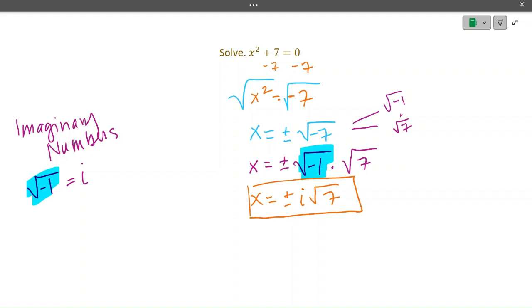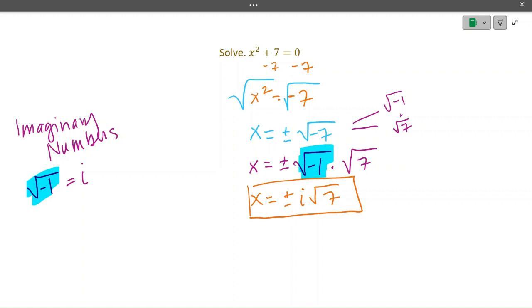If you were to try to graph this, what you would notice is if I were to graph x squared plus 7 equals y, imaginary solutions do not touch the x-axis. So what you would notice is that your parabola does not pass through the x-axis in any way. Because this is not reflected, it actually sits above. So it looks like the parabola just shifted up above the x-axis.